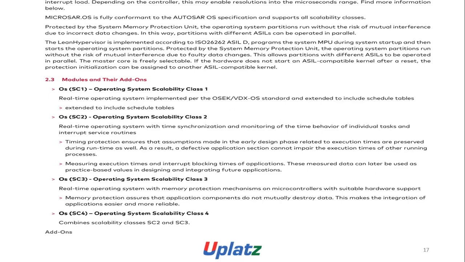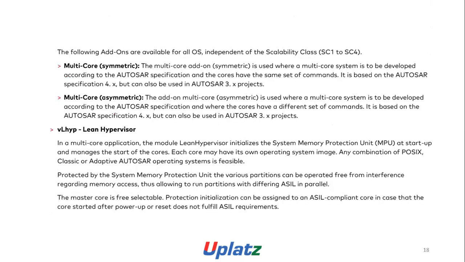OS SC3, operating system scalability class 3, is a real-time operating system with a memory protection mechanism on microcontrollers with suitable hardware. Memory protection assures that application components do not accidentally destroy data. This makes the integration of applications easier and more reliable. OS SC4, operating system scalability class 4, combines scalability class 2 and class 3. The following add-ons are available for all OS, independent of scalability class SC1 to SC4.